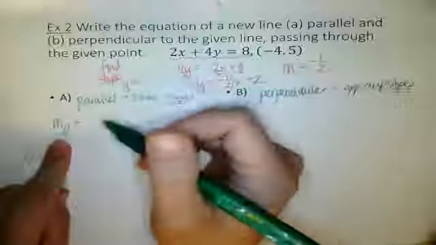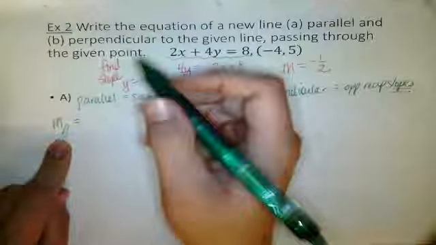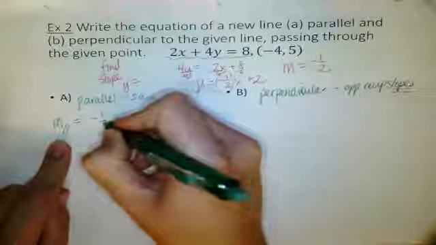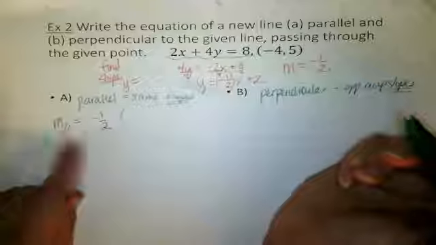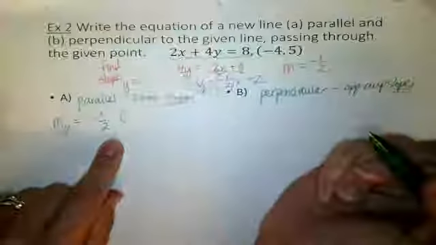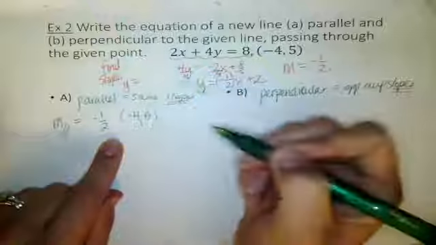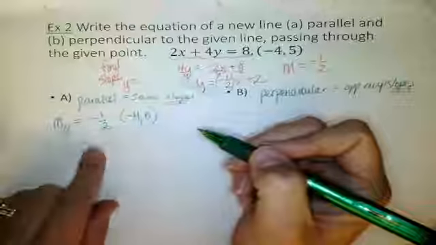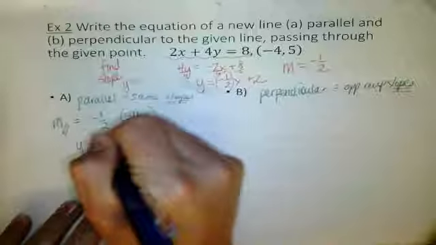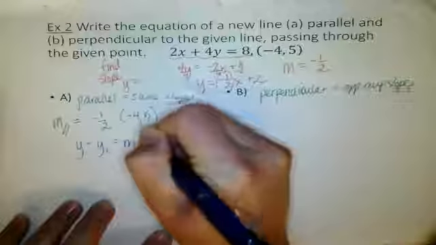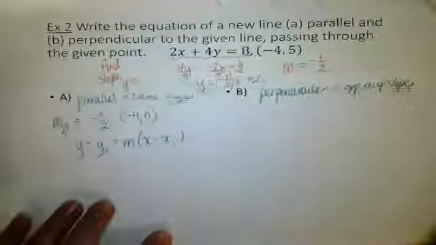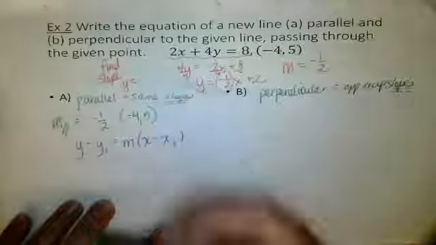So what slope should we use if we want a parallel line? Same slope. Passing through what point? Negative 4, 5. All right. If I have a point and a slope, what form should I use? Point slope form. y minus y1 equals m times the quantity x minus x1. Yes, you do have to memorize that. You will be tested on it.